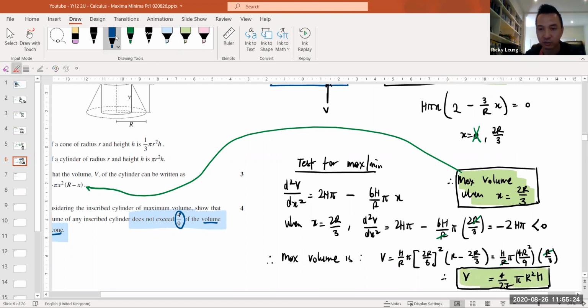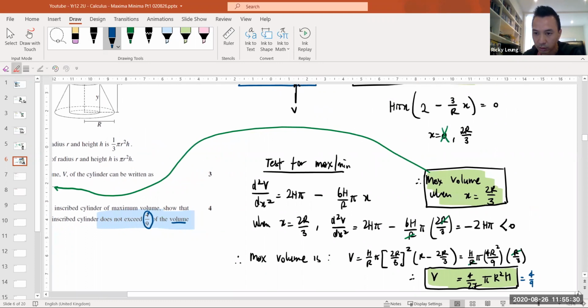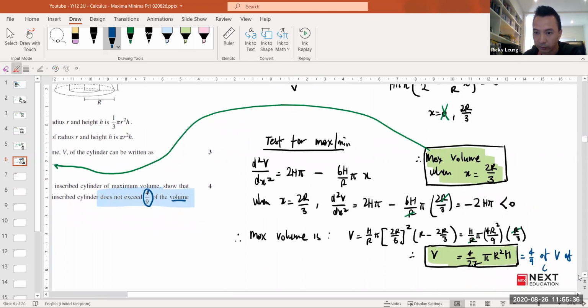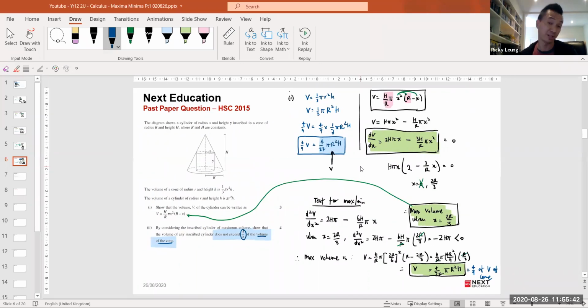Which is, if you were really keen, 4/9 of the volume of a cone. Yeah, guys, that's the framework. So this one here is 4 marks though, just because there's that little bit of the 4/9 bit, right? So this blue bit here is worth 1 mark, but the framework still holds.